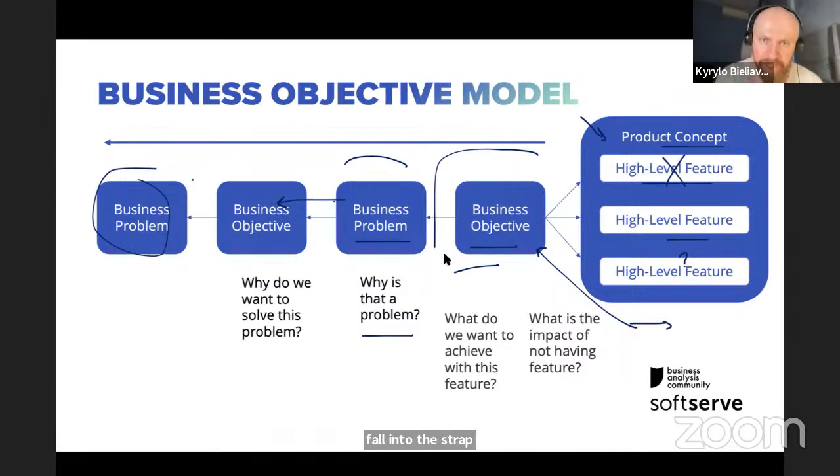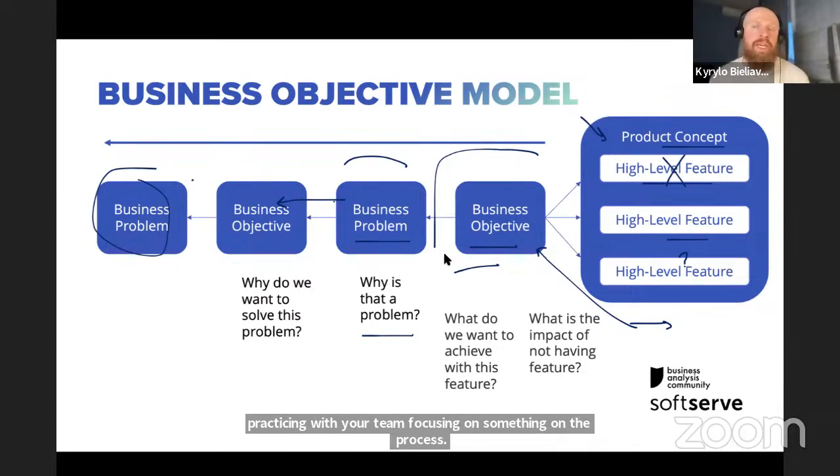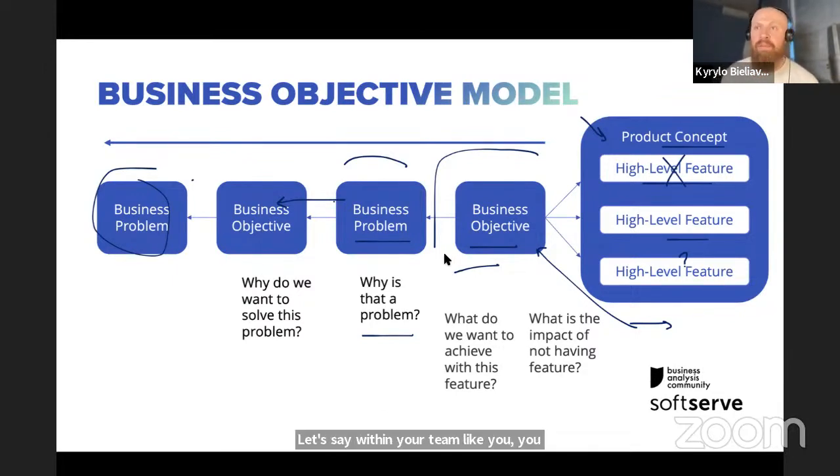And one more question from Vitaly: what's the best way to learn how to build a business objective model, conceptual model, and other useful things? Well, it's kind of a hard question to answer. Practice is always the best way. I would suggest starting to practice with your team, focusing on a process within your team. You may identify some process problems that you have and try to build a business objective model around that.